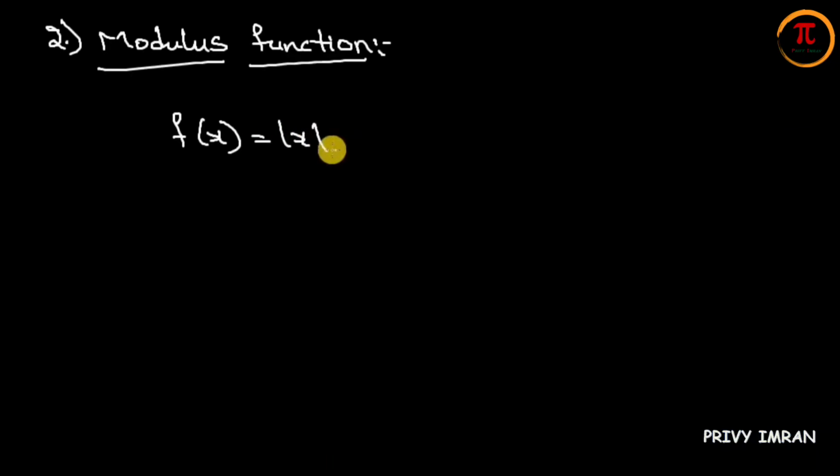Now if I split this modulus function, it can be written as plus x and again minus x. Here it is plus x when x values are greater than or equal to 0, and here it is minus x when x values are negative, meaning less than 0.